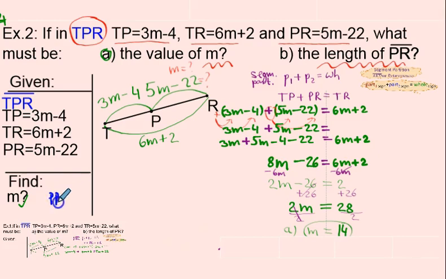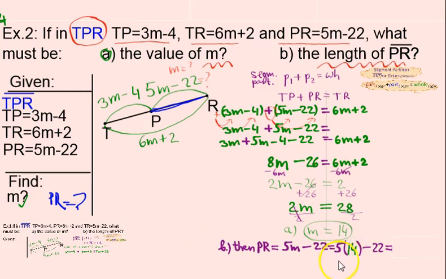So take a look at what PR actually is on your diagram. PR is a portion described by the expression 5m minus 22. So I will start my work with stating that fact. Then, since PR is 5m minus 22, substitution comes in. The value of m was 14. Double checking with the calculator. The value of PR that I found is 48. Since it is a length, once again, I will state that it is in units.